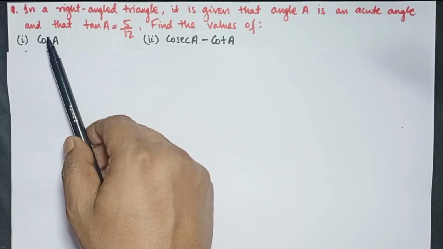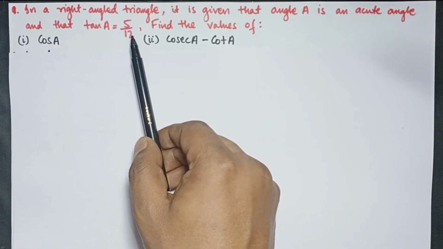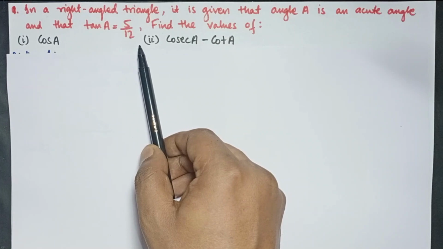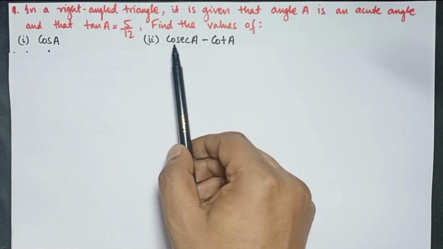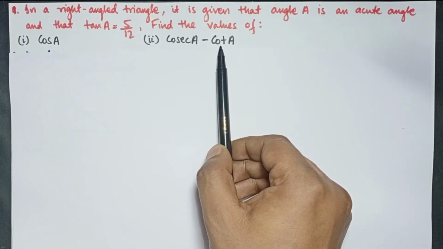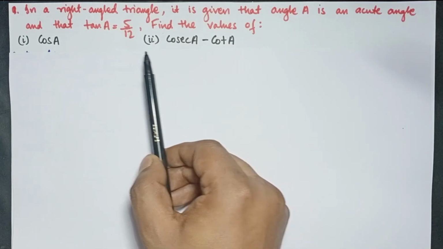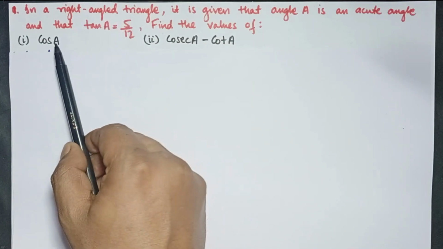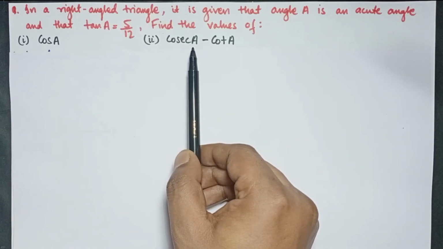And what they have given us is that tan A equals 5 by 12. The value of tan A is 5 by 12. So find the value of cos A and cosec A minus cot A. Okay, so we have two things to find, but what they have given us is this, so using this we have to find the value of these two. This carries 4 marks.